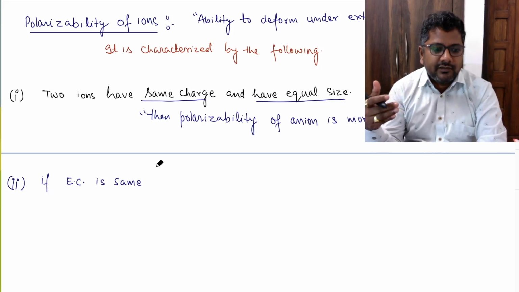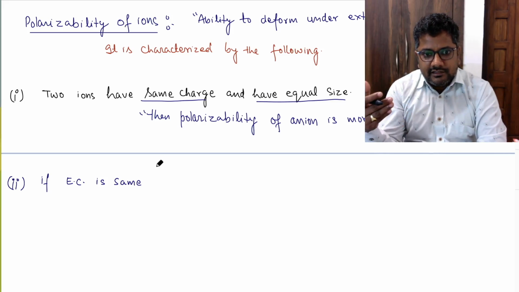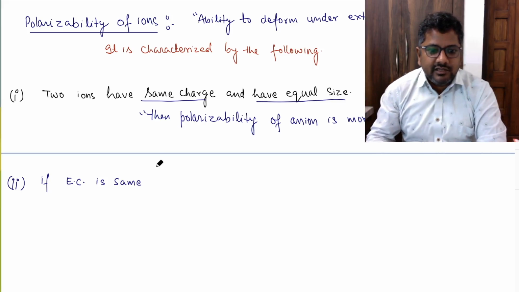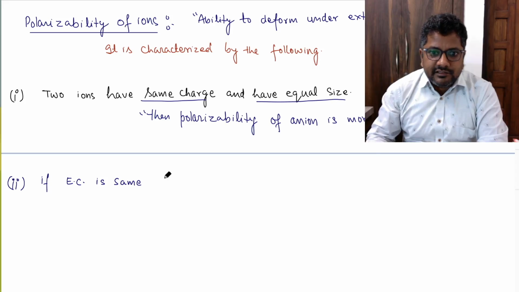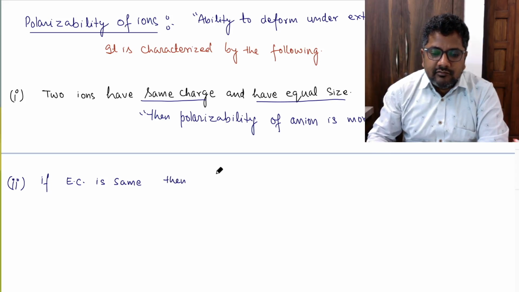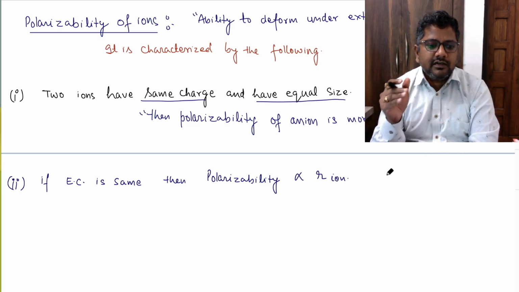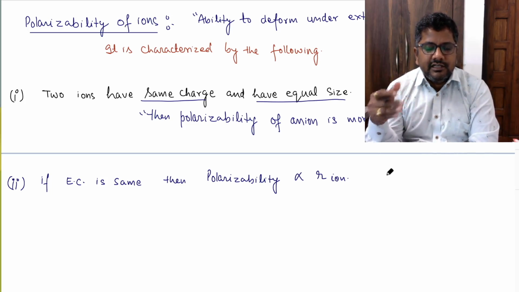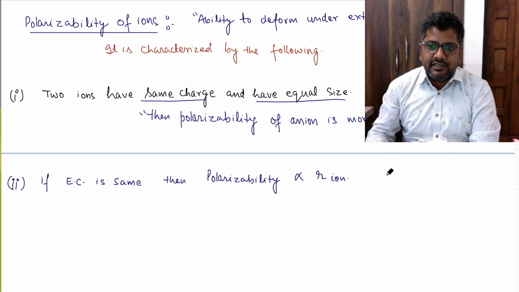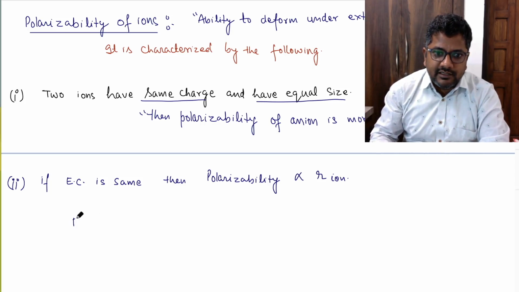suppose that you have two or different ions that have the same electronic configuration, then the polarizability is directly proportional to the radius of the ion. Means if electronic configuration is same, then with the increase in the size or electron layer, the polarizability increases.